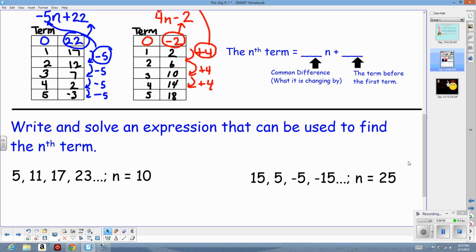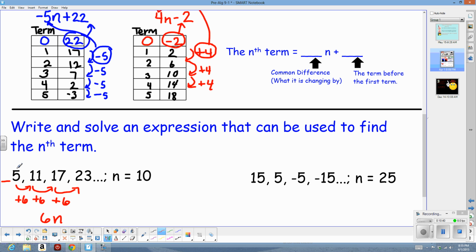Let's try these next two here. Write and solve an expression that can be used to find the nth term. To find the nth term, we need to know the common difference and the term before the first term. So if I go from 5 to 11, and then 11 to 17, and 17 to 23, I'm increasing by 6 every time. So the number I'm going to multiply n by is going to be 6. So 6n. And then I have to figure out what else I need to do.